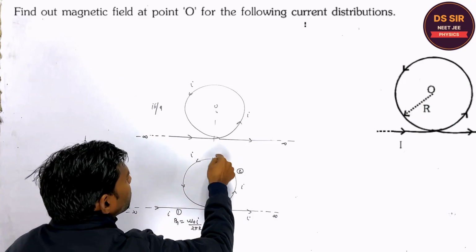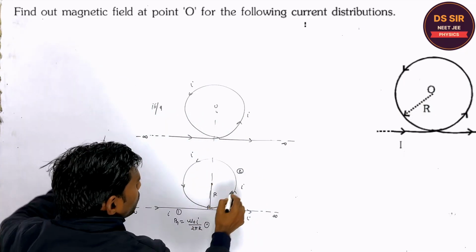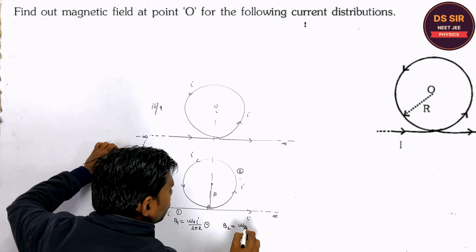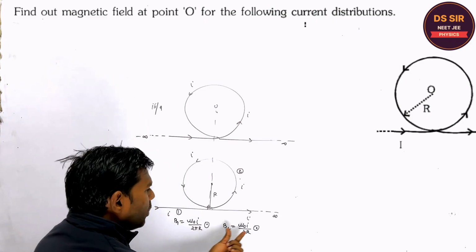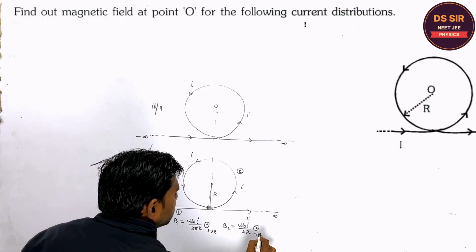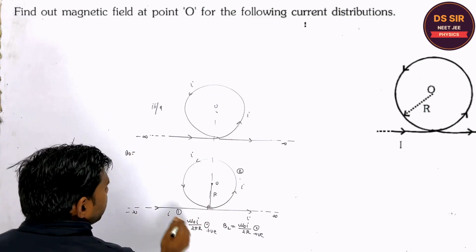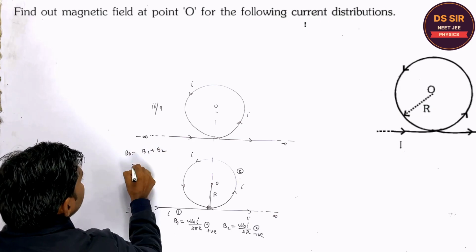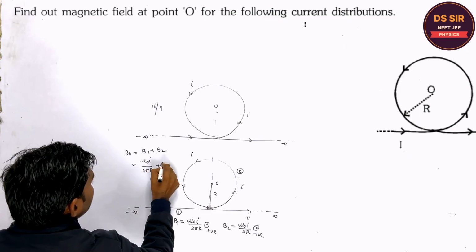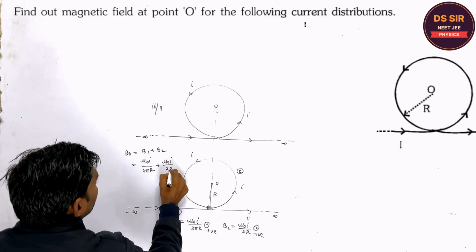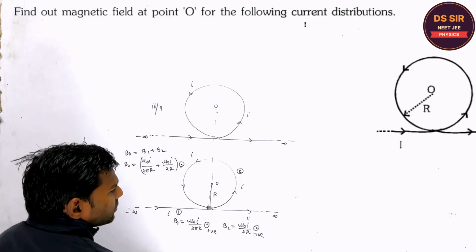And because of this loop, the current goes in this way, so B2 due to the circle is mu naught I upon 2R. It is out, so assuming out to be positive, when at O you find the net magnetic field, B1 plus B2 equals mu naught I upon 2 pi R plus mu naught I upon 2R, and the net magnetic field is out. Right? Copy this.